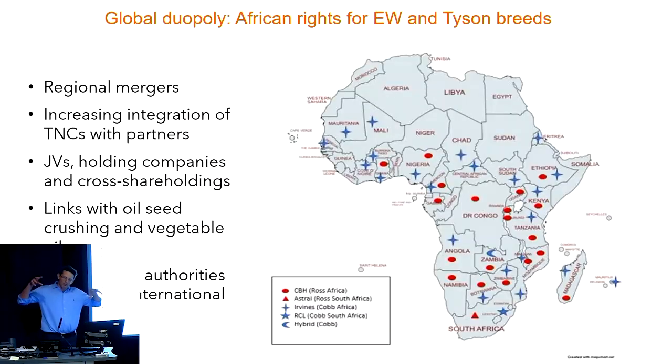And then these global rights get licensed out across regions in the world. So this is across Africa. Red is the bird from the EW Group, and blue is the bird from Tyson, Cobb 500 it's called. They're called things like Ross 306 and Cobb 500.